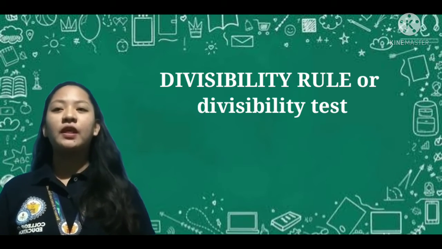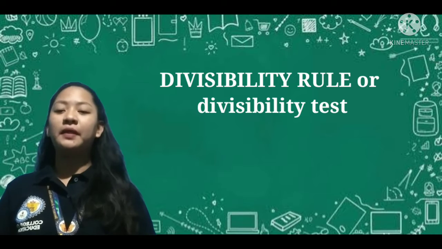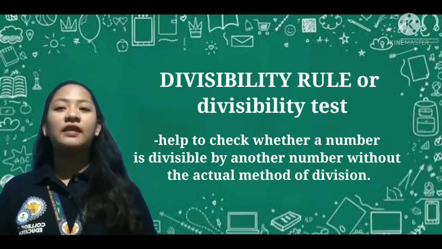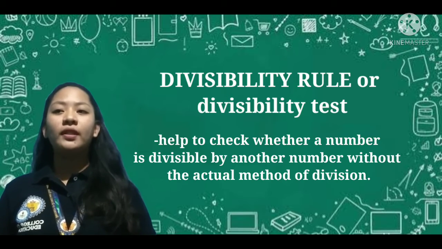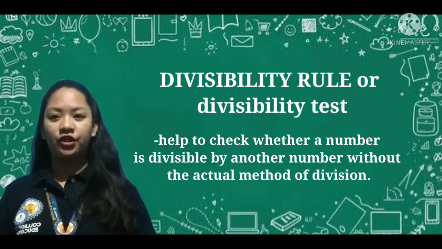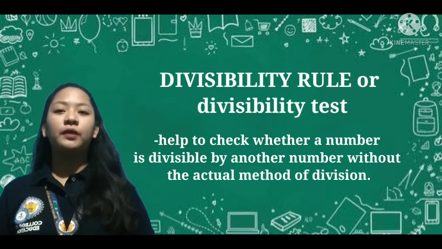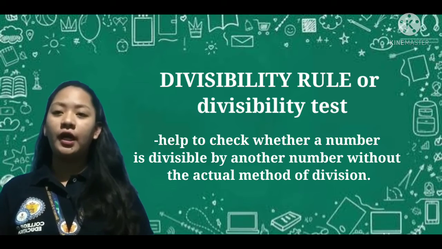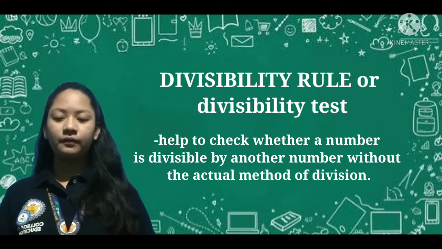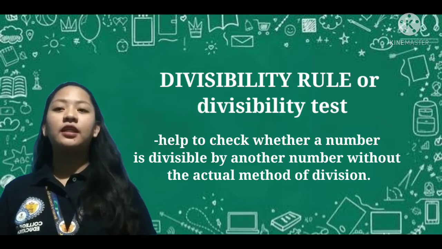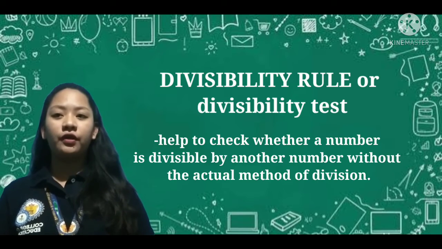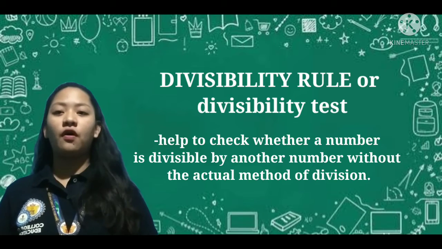Our lesson for today is Divisibility Rule. Divisibility rules or divisibility tests help one to check whether a number is divisible by another number without the actual method of division. If a number is completely divisible by another number, the quotient will be a whole number and the remainder will be zero. It basically means that using these rules, the division procedure will be easier and quicker just by considering the digits of the number.